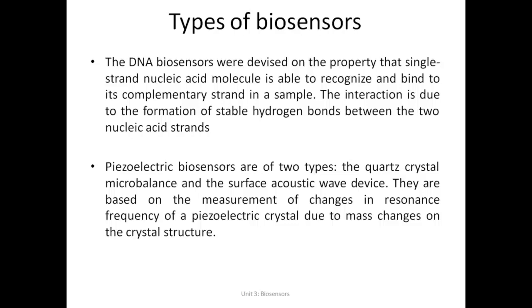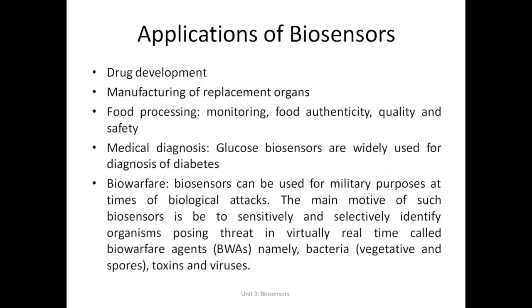Okay, then you can have piezoelectric biosensors. They might be quartz crystal microbalance and surface acoustic wave devices. They are basically based on the measurement of changes in resonance frequency of the piezoelectric crystal due to changes in mass. Okay, so if some extra mass is produced, that applies extra pressure on the piezoelectric crystals, and it gives you a corresponding voltage.